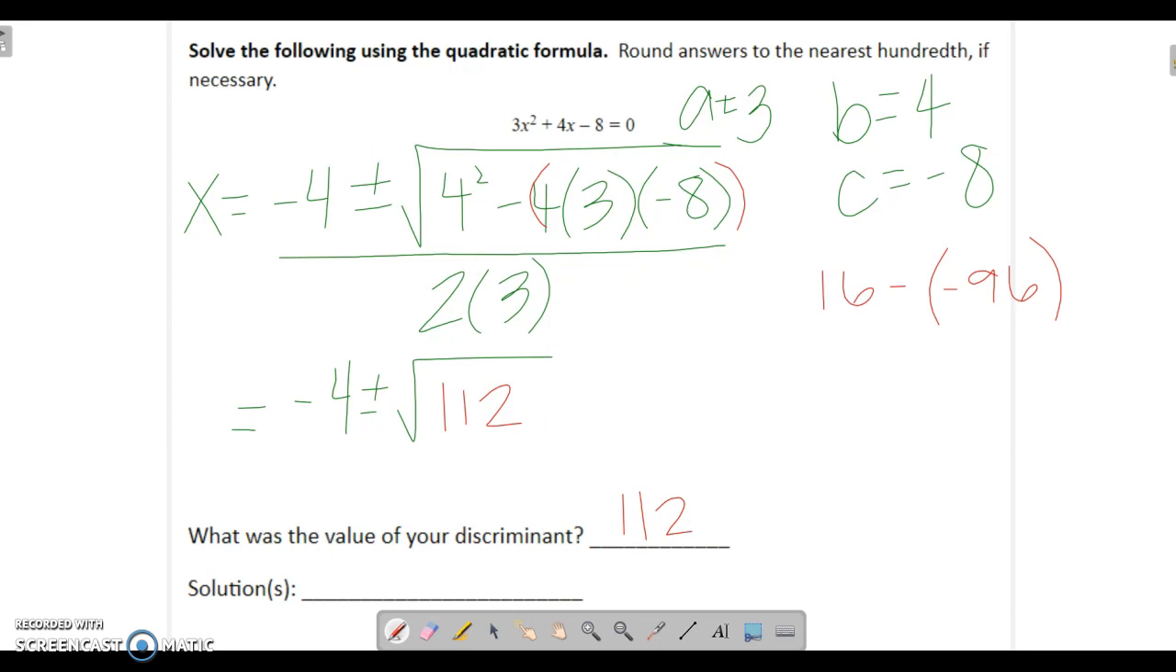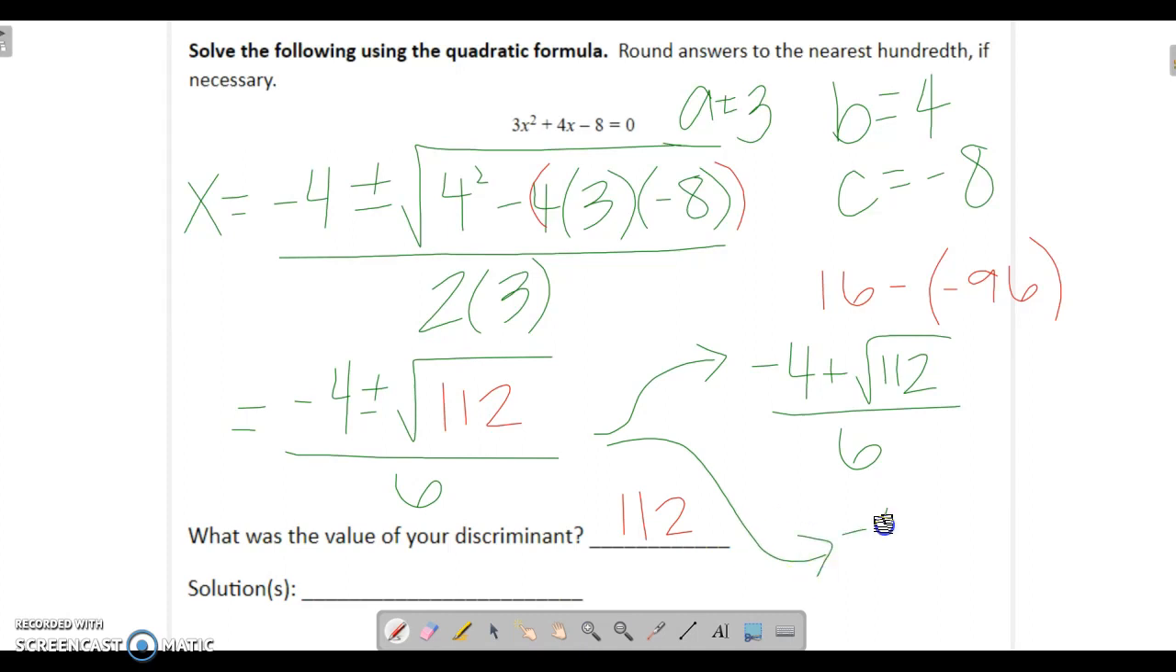But we're not quite finished with the quadratic formula, right? We have to go through and divide this by the quantity, the 2 times 3, which is 6. So we have negative 4 plus or minus the square root of 112 divided by 6. So that plus or minus basically means we're going to have two things happening. We're going to do negative 4 plus the square root of 112, and we'll divide that by 6. But then we'll also do negative 4 minus the square root of 112 and divide that by 6.